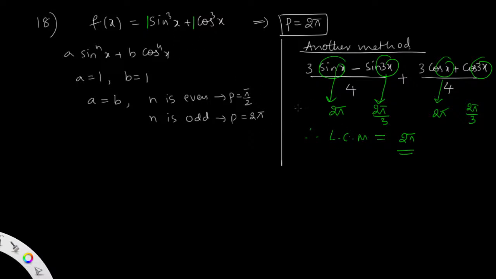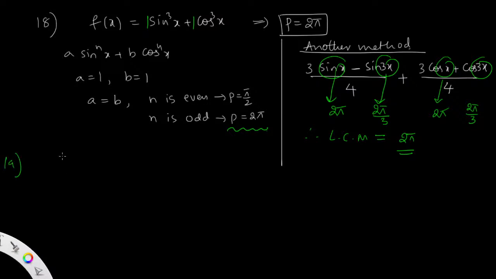From the sin 3a formula, we can write sin cube x in the form of 3 sin x minus sin 3x divided by 4, and cos cube x is nothing but 3 cos x plus cos 3x divided by 4. Taking the LCM of the individual trigonometric values, the answer also goes to 2 pi. That's all. As you wish.